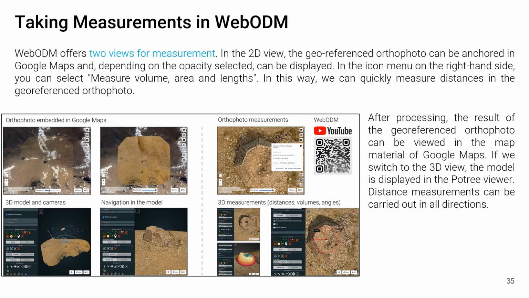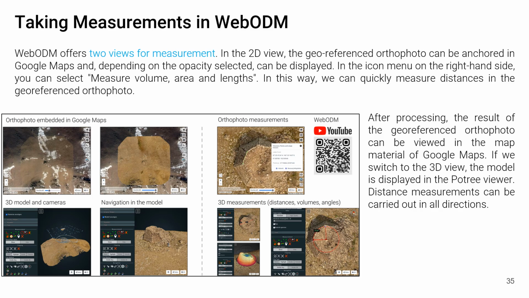Let's take a closer look at the image. Above, after processing, the result of the georeferenced orthophoto can be viewed in the map material of Google Maps. Here we can overlay the model accordingly by selecting the opacity. To the right, we can see an example of a distance measurement on the central structure.